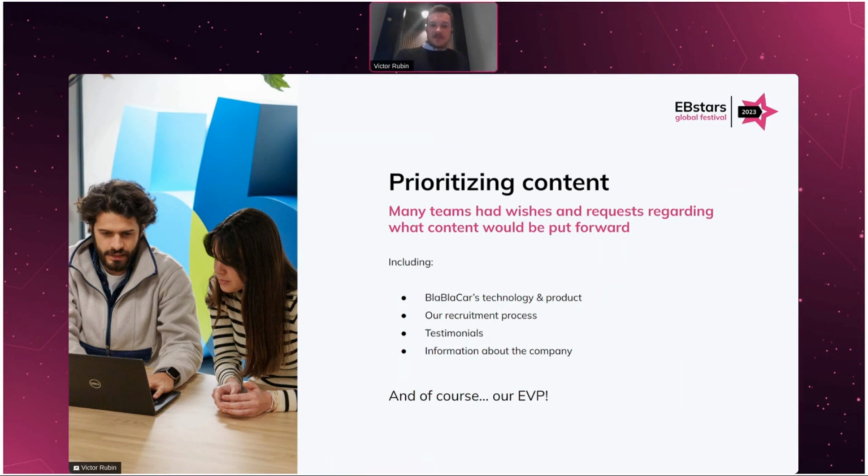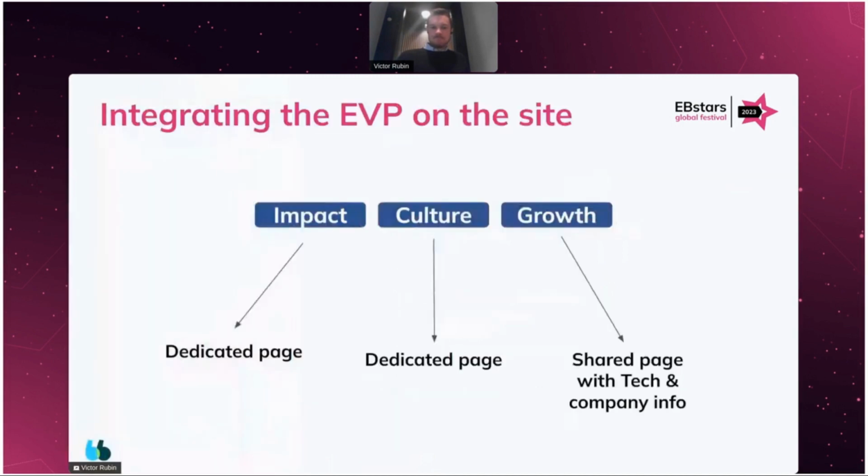We wanted to include some testimonials so that we can transfer these messages in an authentic way, and also make sure to include general information about our company. And so all of this together in a way that is going along with our EVP. What we decided to do is to give our impact pillar a dedicated page, as well as our culture, that we were able to match with some other HR related information that we wanted to include on the site, while growth is shared with some other information on the site.